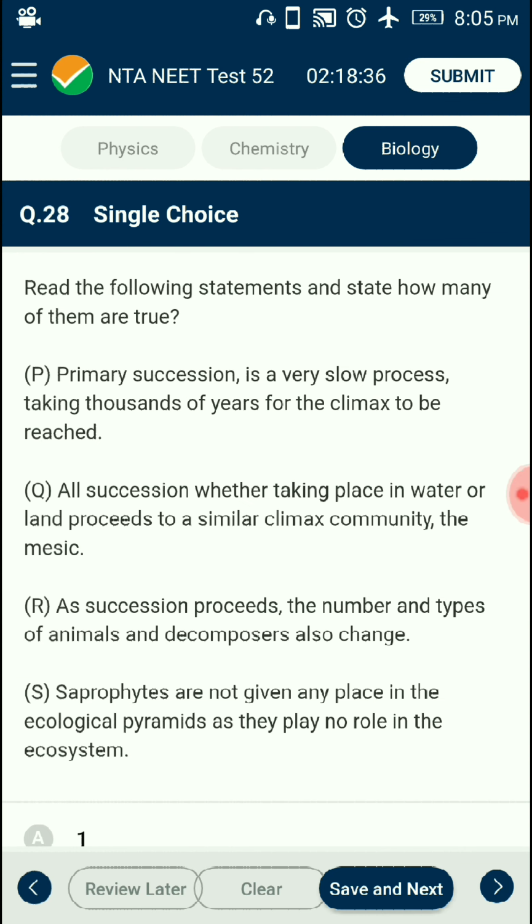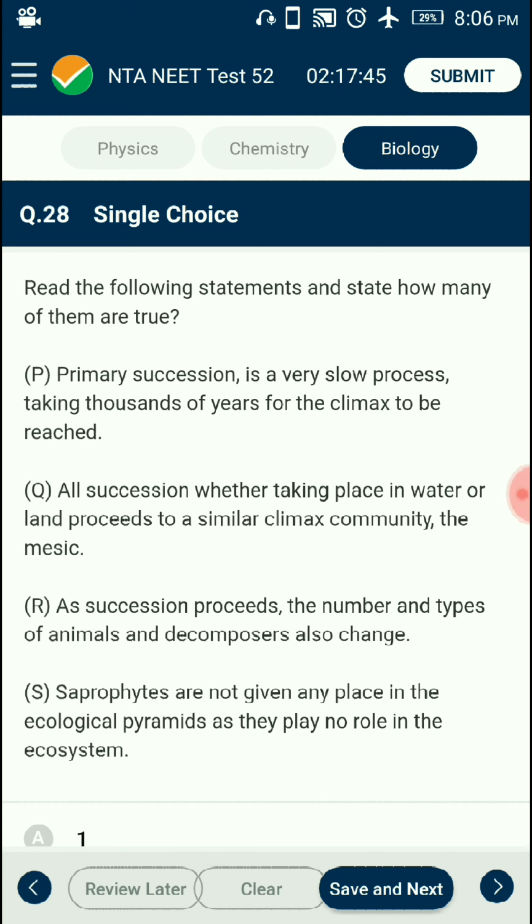Question number 28. Read the following statements and state how many of them are true. Here, new species occupy an area, leading to the declining or disappearance of other species. This change in the composition of species in any given area is called ecological succession. When succession occurs in an area where no living organism ever existed, it is called primary succession. There has to be soil for a biotic community to be established, and it takes 100 to 1000 years for fertile soil to be produced. Hence, primary succession is a slow process.